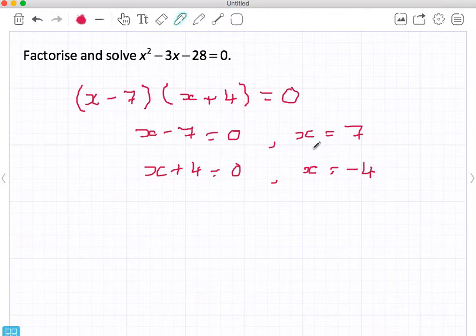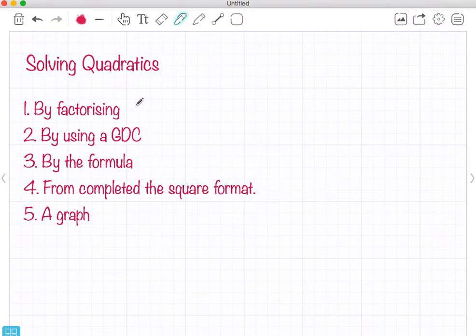And this is the first bit, which is solving quadratics by using factorising, the first video. If you come back later, we'll try the second one.